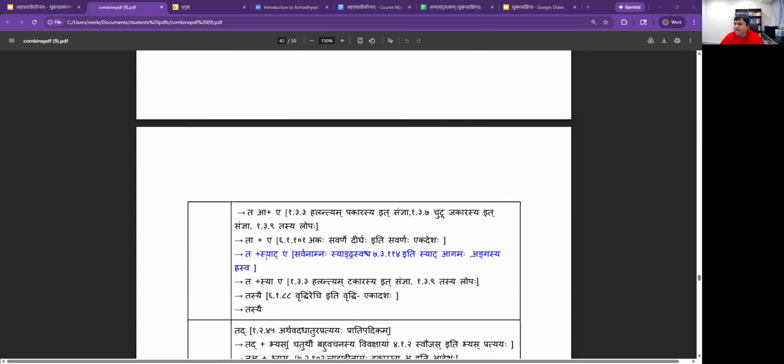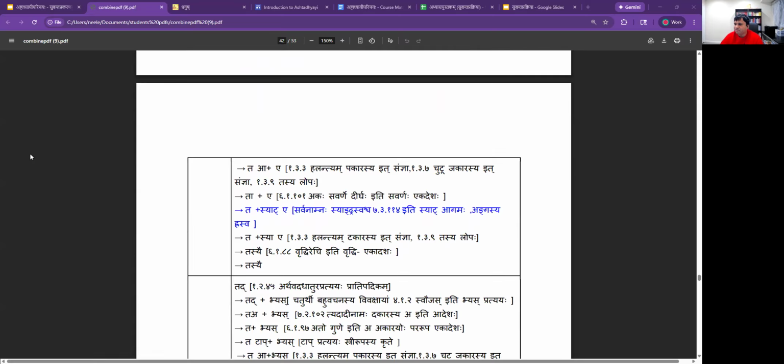So you have ta plus. So we start from this line, ta plus a on the next page. Yes. So ta plus a, atra. Okay. Ta has already come and A is because of the ne it's Saudhya Lopa A.